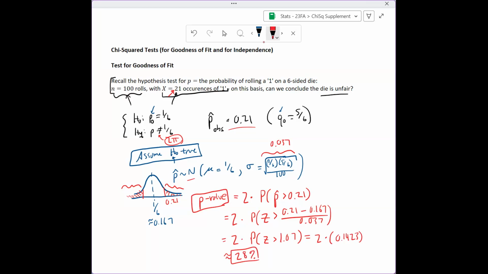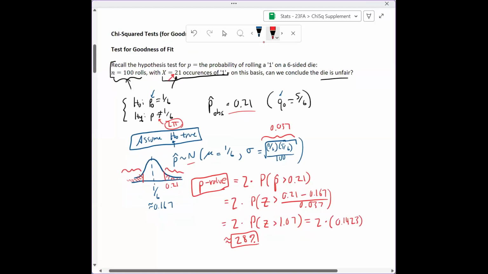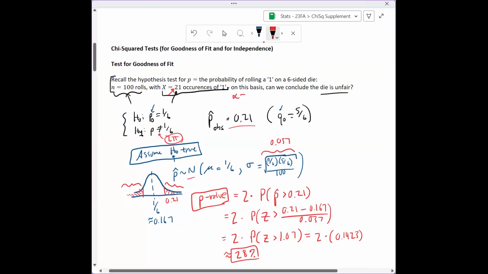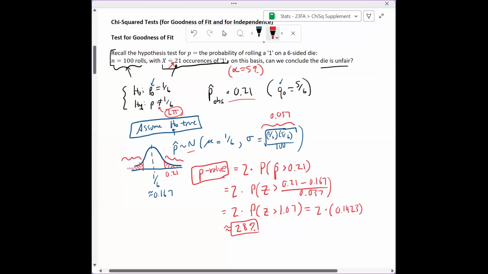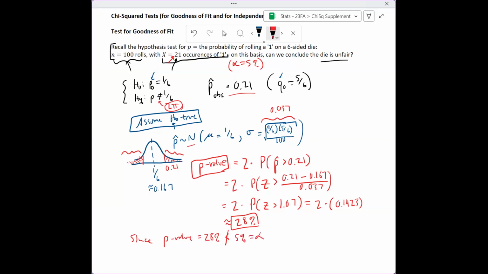In other words, if we rejected the null in favor of the alternative on the basis of this sample, we'd make a type 1 error about 28% of the time. And we were using, I suppose it's not officially stated here, an alpha of 5% for our significance level, our maximum allowable type 1 error rate. So since the p-value is 28%, this is not less than 5%, or alpha. In other words, our experienced type 1 error rate, if we made a rejection, is higher than the maximum allowable.